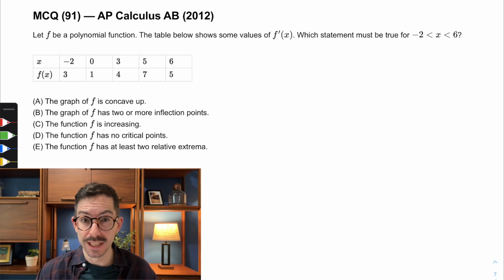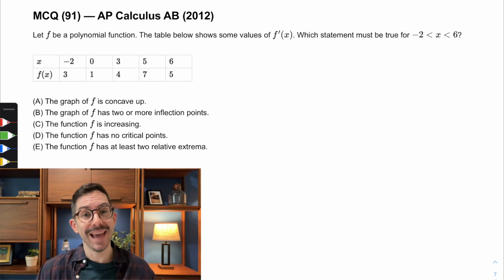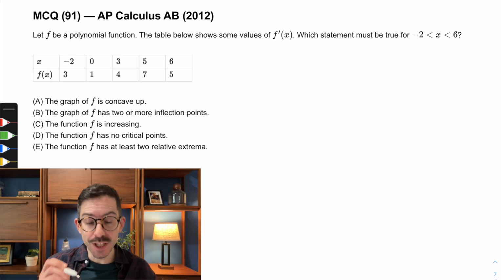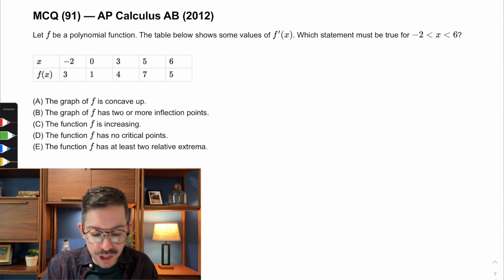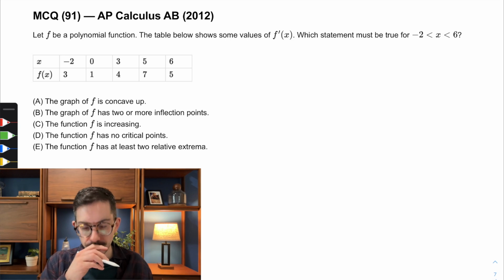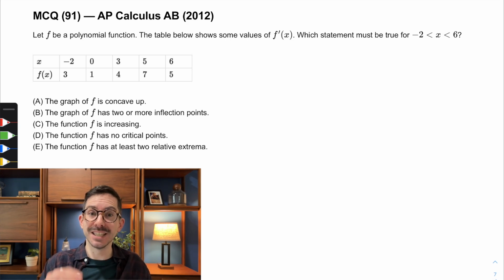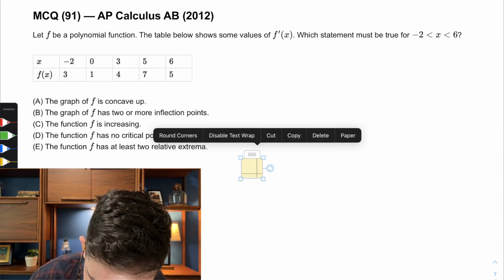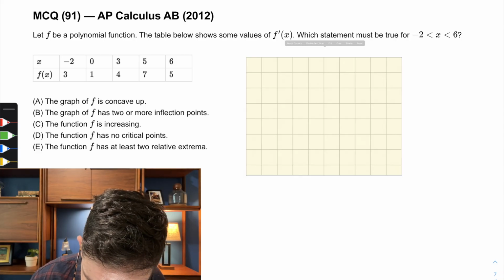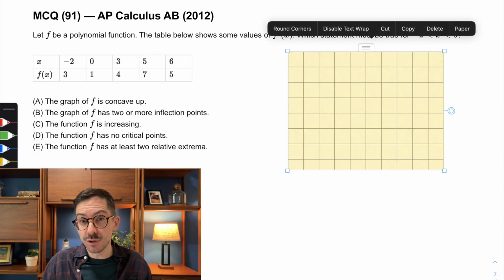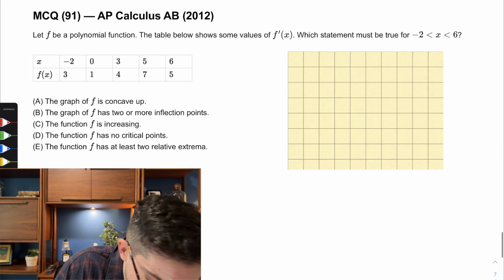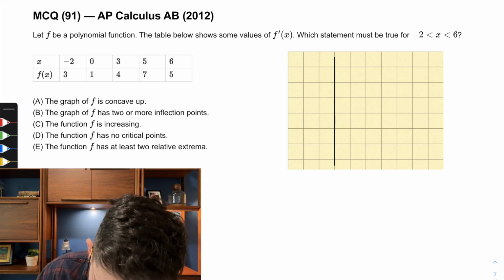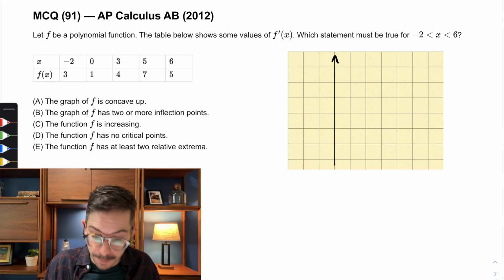Okay, next problem, number 91. This one takes some reading and some thinking. We're told that f is a polynomial function, and we're given some values of its first derivative, f prime, in this table. And then we're asked which statement must be true. And the way into a problem like this for me is to sketch a quick graph, because that lets me start experimenting, trying to work out which of these statements might be true, which definitely can't be true, because I find a counterexample, that sort of thing. Okay? So let me get these 5 points plotted.